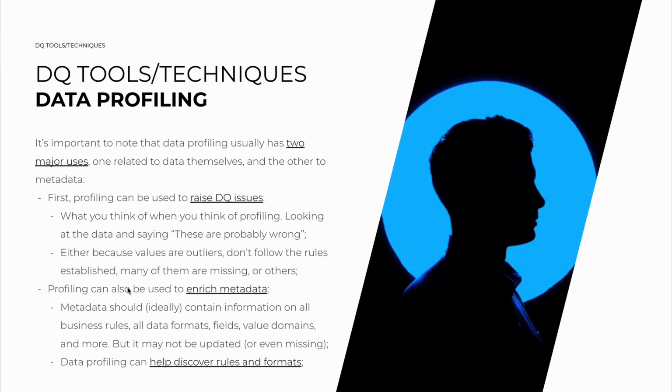But also, profiling can be used to enrich the metadata. That is, metadata should ideally, at least, contain information on all the business rules, all data formats, all fields, and more. But there is a chance that it may not be updated, or it may even be missing. For example, you acquire a new company and their databases, but you have no metadata. You have no idea what the data are about. So you can use profiling to find out this information. So profiling helps you discover the rules for these data, the data formats, the data examples, and other information that is useful to give context to these data, to make them understandable to everyone that needs to use them.